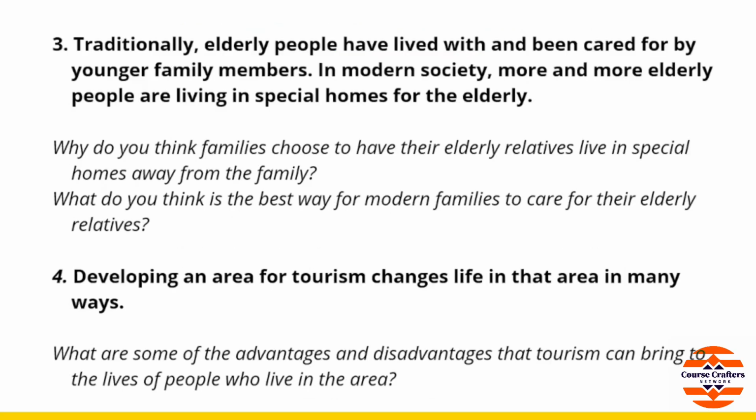Here's our third prompt, and I'm going to read it for you. Traditionally, elderly people have lived with and been cared for by younger family members. In modern society, more and more elderly people are living in special homes for the elderly. And we have requirements here.